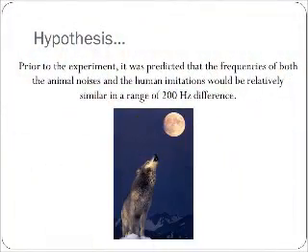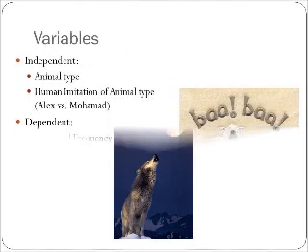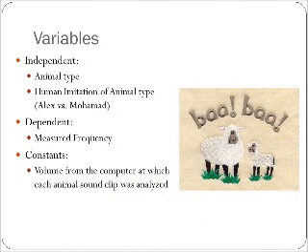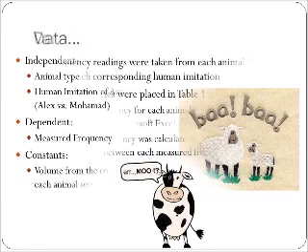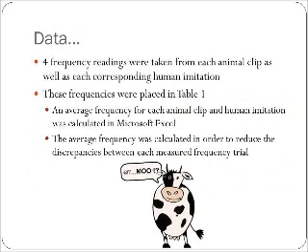Prior to the experiment, it was predicted that the frequencies of both the animal noises and the human imitations would be relatively similar, in a range of plus minus 200 Hz. We had 2 independent variables for this study: animal type and human imitation of animal type, myself versus Mohamad. Our dependent variable was measured frequency, and our constant was the volume from the computer at which each animal sound clip was analyzed. Following the procedure precisely, 4 frequency readings were taken from each animal clip, as well as each corresponding human imitation.